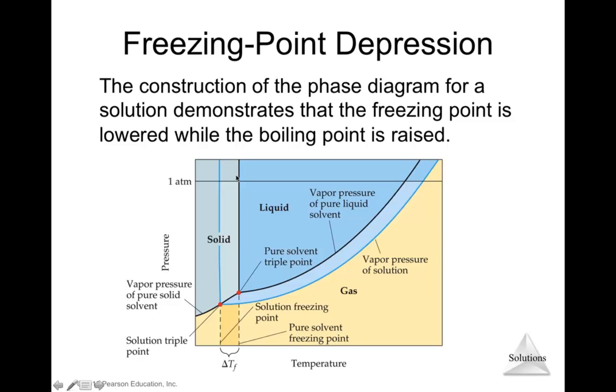Remember that the black border represents the solvent and the blue one represents the solution. As we can see here, down here is temperature, this is pressure. So for the solution, the freezing point is lower than the freezing point for the solvent. So we have again here delta TF, in this case the change in the freezing point due to the presence of that solid.